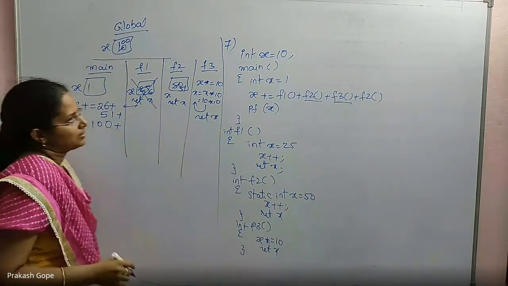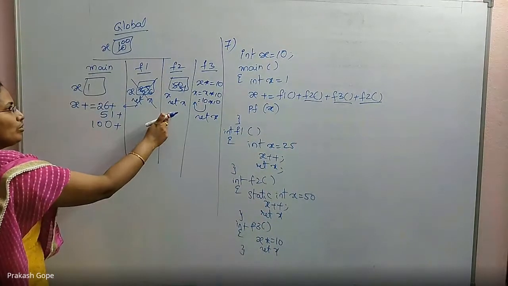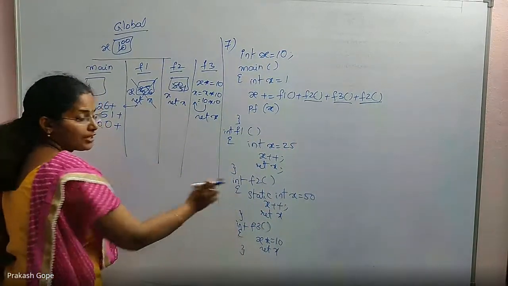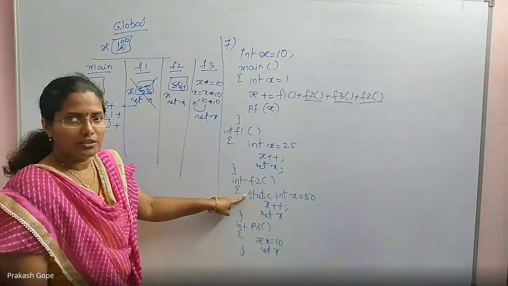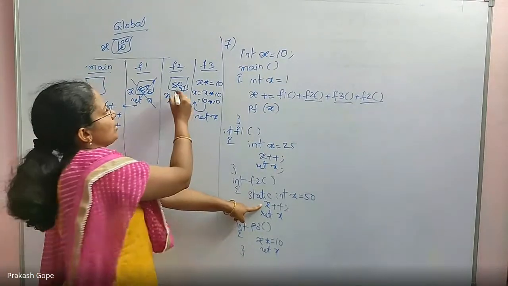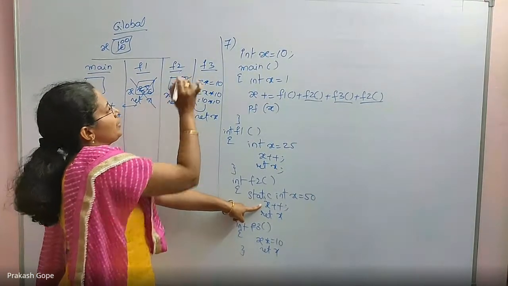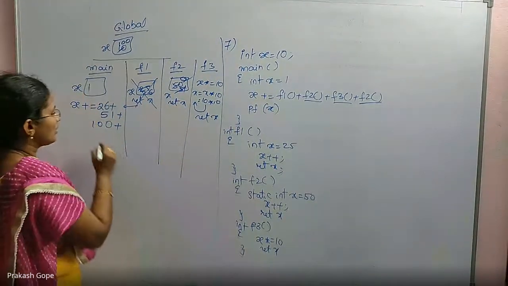Okay, done. Then the last call is again F2. So jump to F2. There is a static variable declaration. Because it's a second call, you should ignore this declaration totally, because it was already declared. Then x plus plus. X value was 51. Now it becomes 52 with this line. Return x. X value is 52. Return 52.